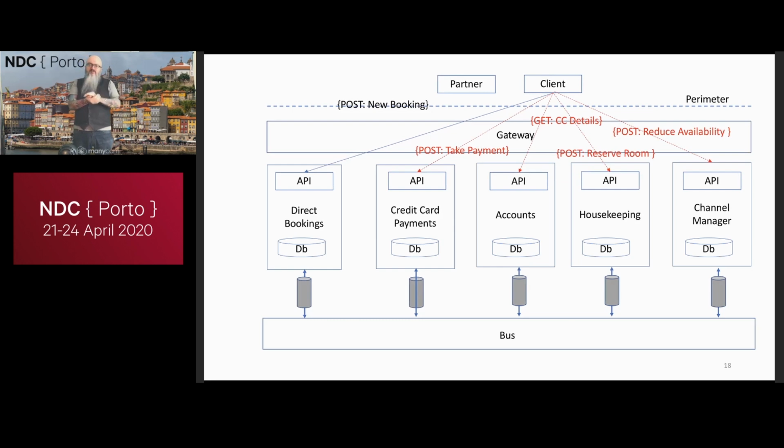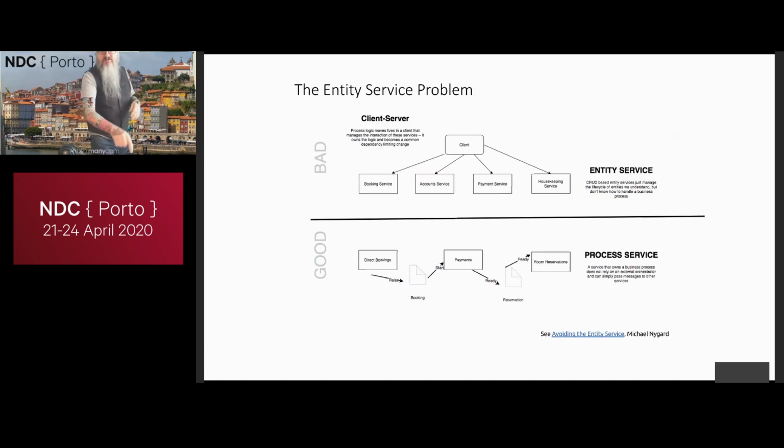All of the business logic now lives in my client, not actually in my microservices. And that can be difficult because it means whenever I want to update my workflow, I have to update the client. My client has become smart and my actual services have become quite dumb. And this leads us to a problem called an entity service. We don't want our microservices to just be focused on entities.